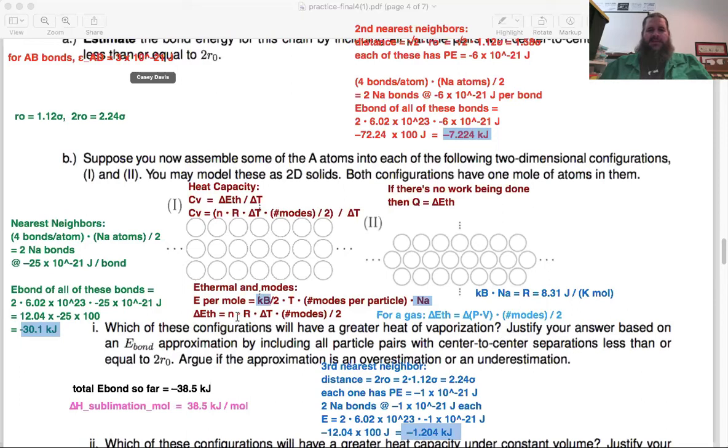But the nR delta T times number of modes over 2, this works no matter what phase it's in. The pressure volume version only works for a gas, but for a gas, it is an extremely useful variant. Any questions on that formula so far?